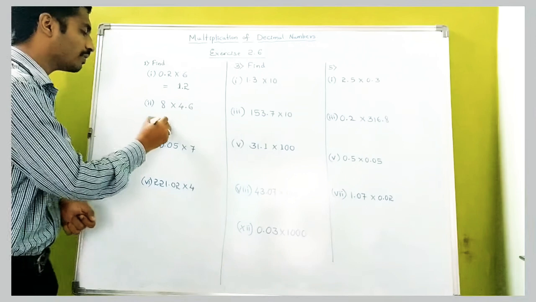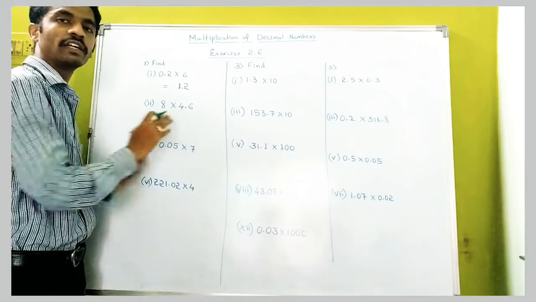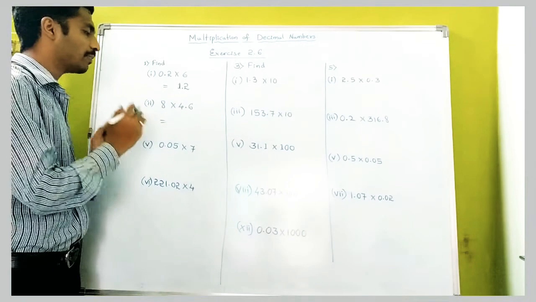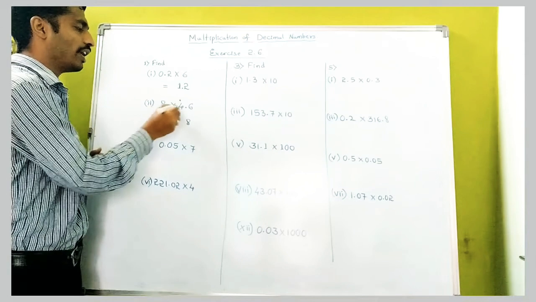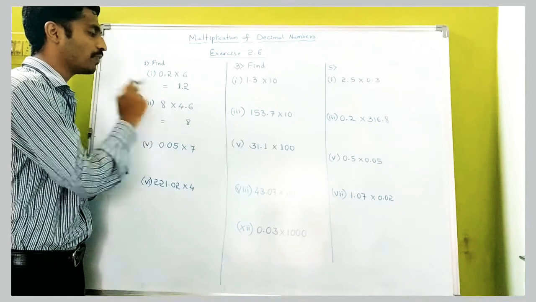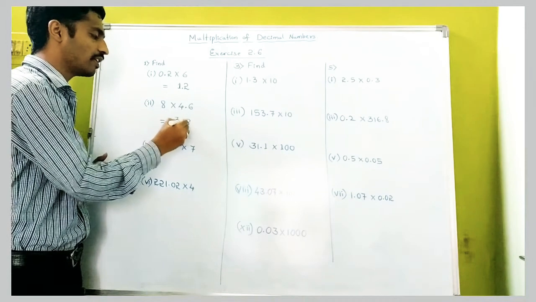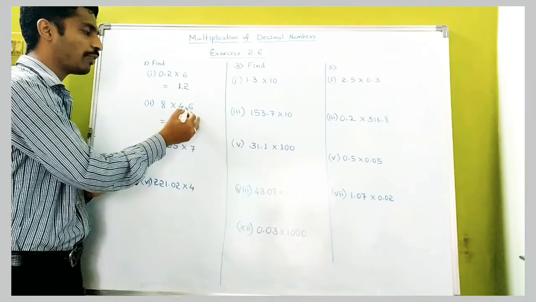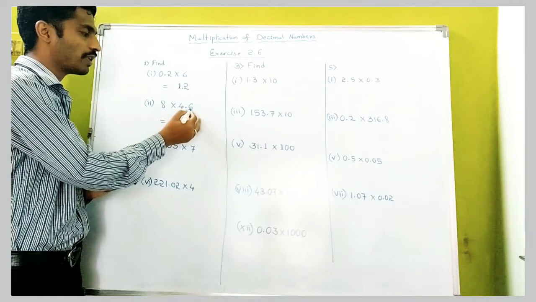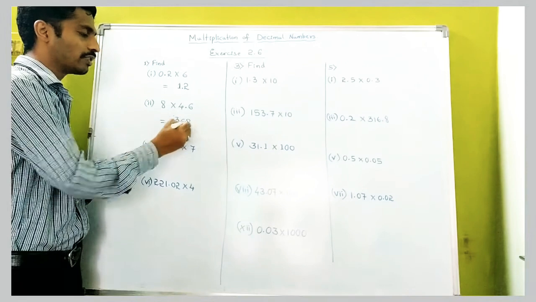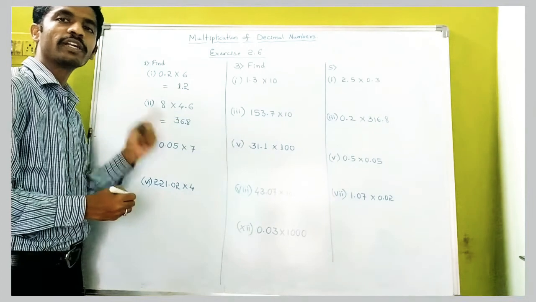Now coming to the second one. How to do? Again ignore the decimal and make the multiplication. 8 6s are 48. Carry 4. 8 4s are 32. 32 plus 4 is 36. After how many numbers we have to put the point? Here one number is there. So after one number we have to put the point. So our answer is 36.8.